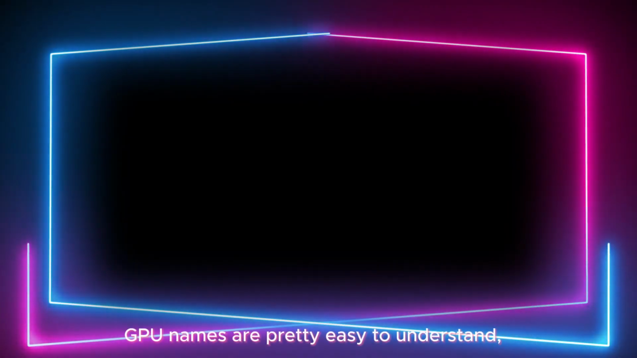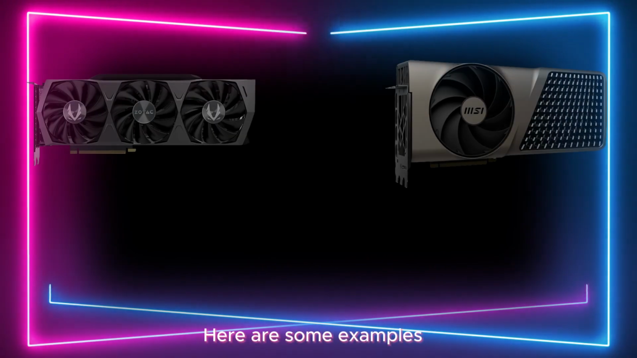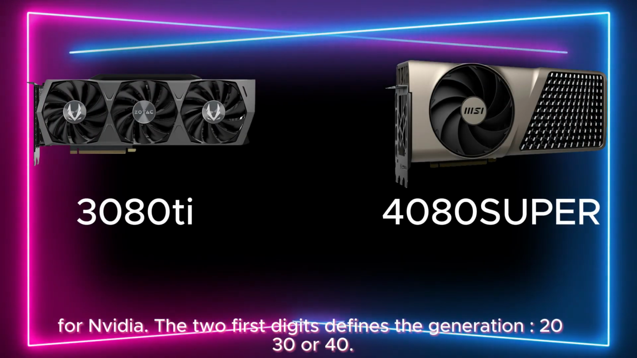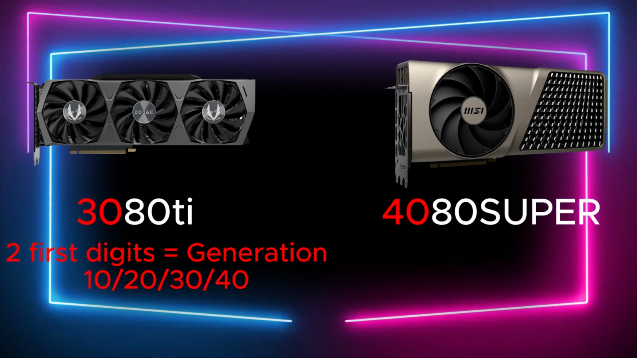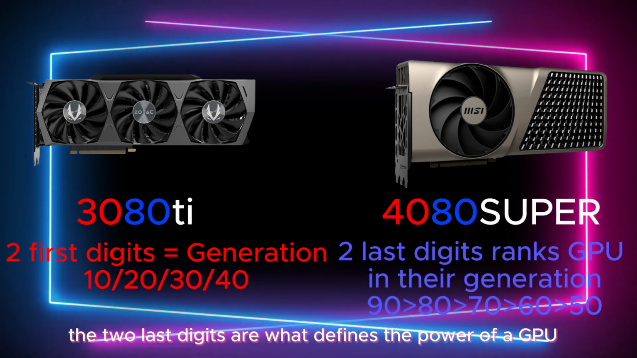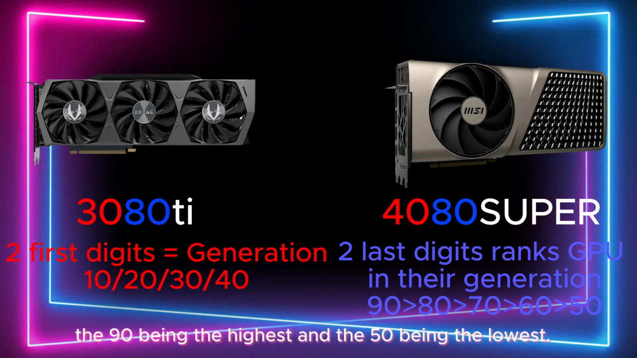GPU names are pretty easy to understand. We'll talk about both NVIDIA and AMD. Here are some examples for NVIDIA. The first two digits define the generation, 20, 30 or 40. The last two digits are what define the power of a GPU in its generation, the 90 being the highest and the 50 being the lowest.